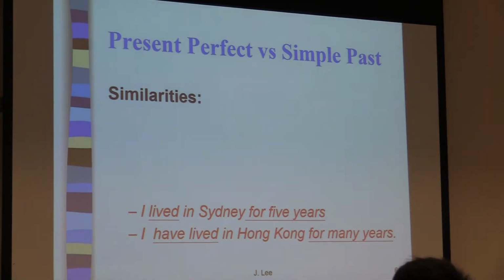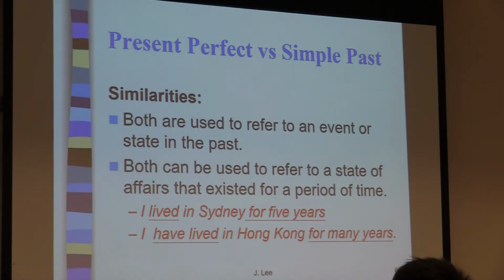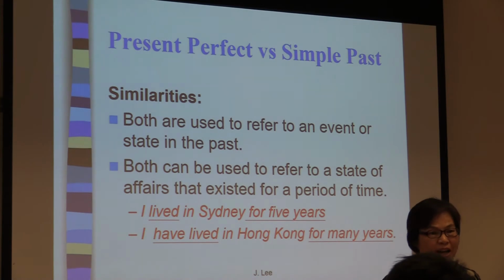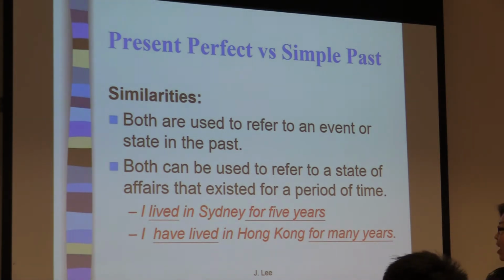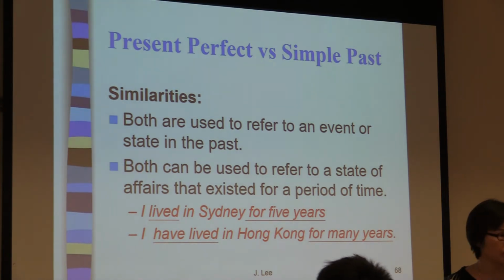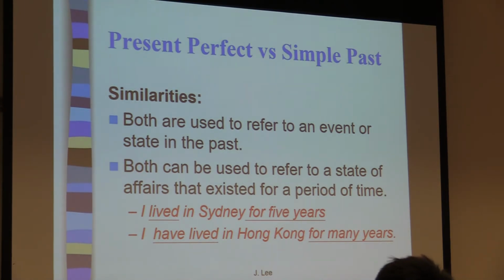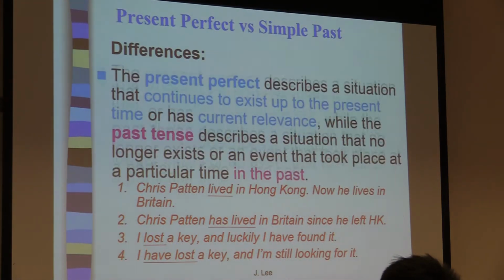So the similarity of these two is that both are used to refer to an event or state that started in the past. Both can be used to refer to a state of affairs that existed for a period of time, right? So I have lived in Hong Kong for many years. I started to live here when I was born, so past time. It started in the past, and it can last for a period of time. But they have differences, of course.